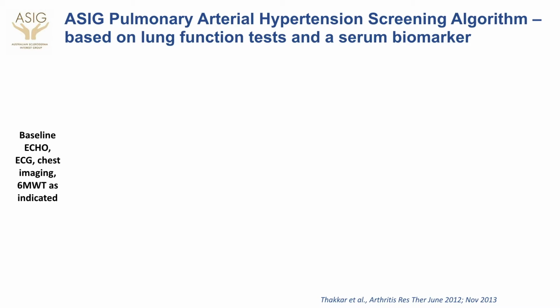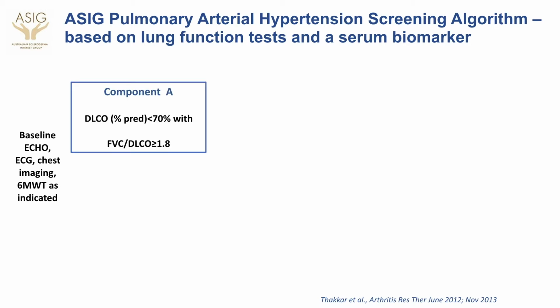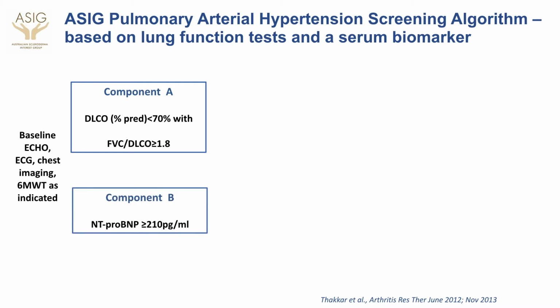So we've looked at developing a new algorithm for screening for this complication. It's just dependent on lung function tests and a blood test, a biomarker that we call NT-proBNP. So we can do some pulmonary function tests, lung function tests, which give us numbers that can make us suspicious that this person's at risk. We can do a blood test.